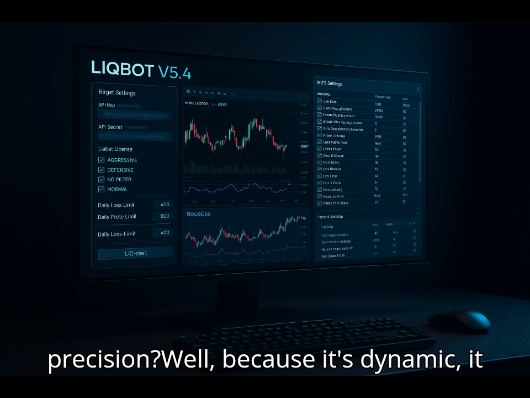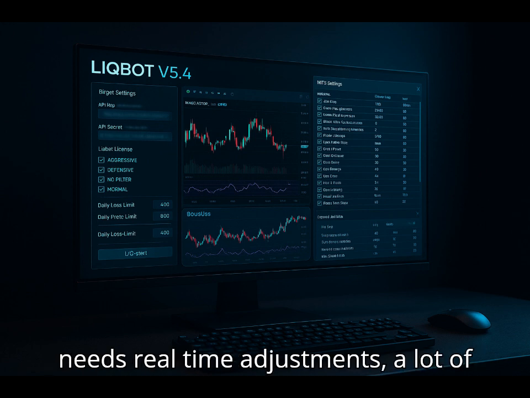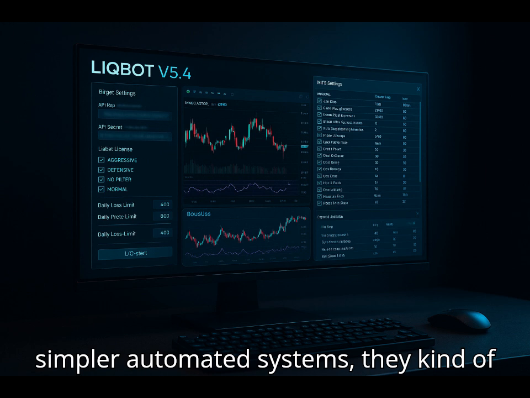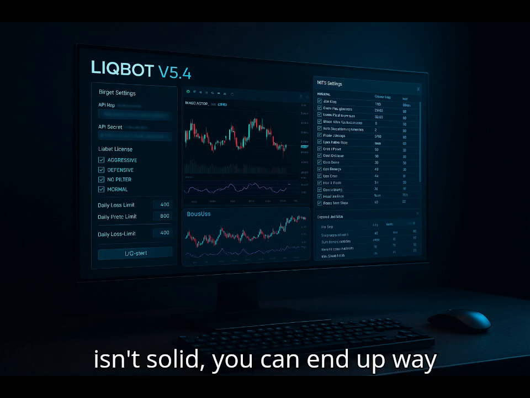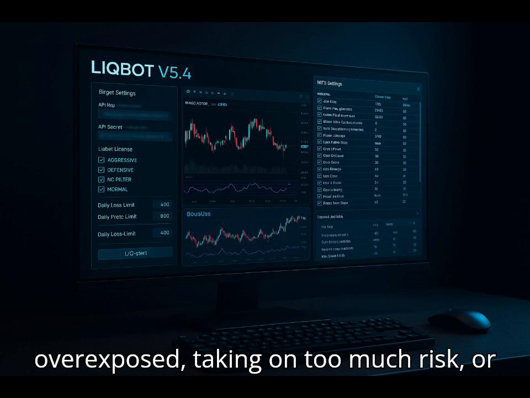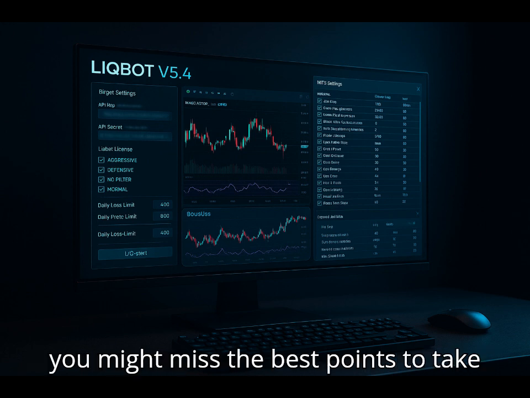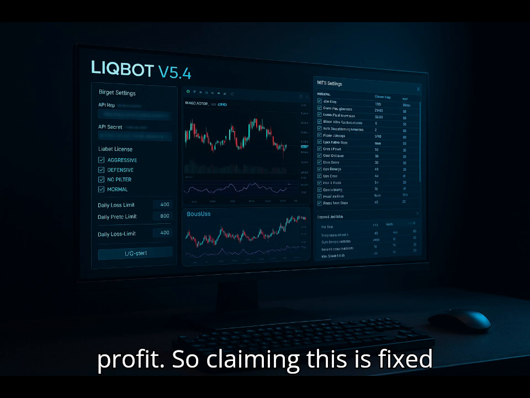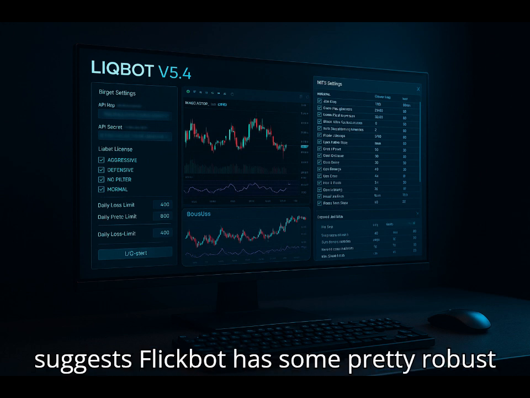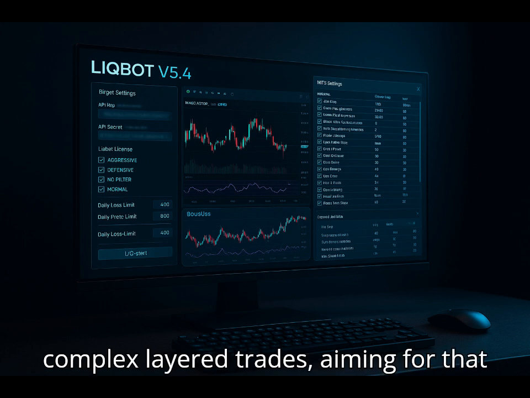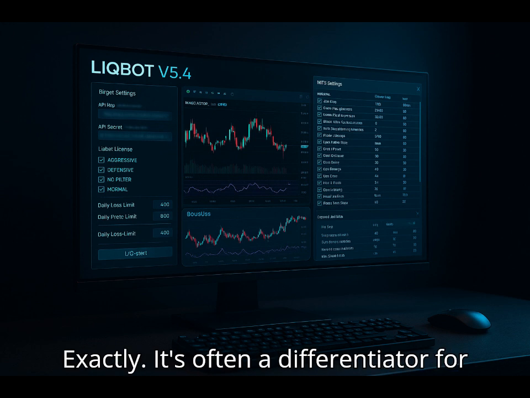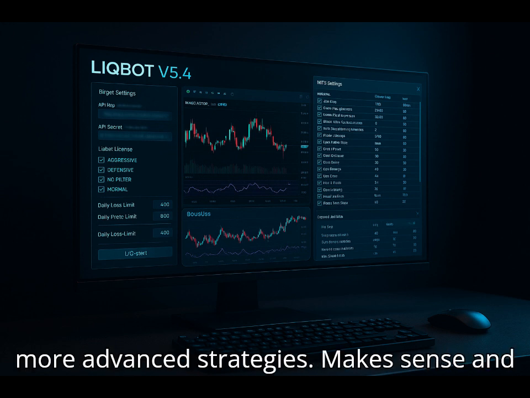And why is fixing the management of that so important for precision? Well, because it's dynamic. It needs real-time adjustments. A lot of simpler automated systems kind of struggle with that. If the logic isn't solid, you can end up way overexposed, taking on too much risk, or you might miss the best points to take profit. So claiming this is fixed suggests LiqBot has some pretty robust internal logic for handling these more complex, layered trades, aiming for that surgical precision they mentioned? Exactly. It's often a differentiator for more advanced strategies.